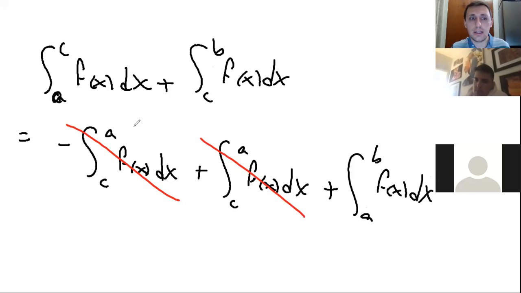And I still get that the sum of those integrals from A to C and from C to B is the integral from A to B, even though the point C is not between A and B. You understand? And you should come up with a similar proof for the other case, where C is to the right of B, that's also true. The integral from A to C plus the integral from C to B ends up being the integral from A to B, regardless of where C is located. Good?